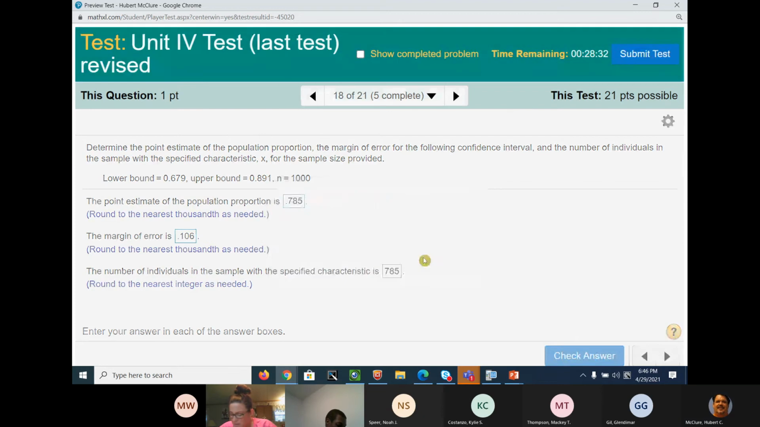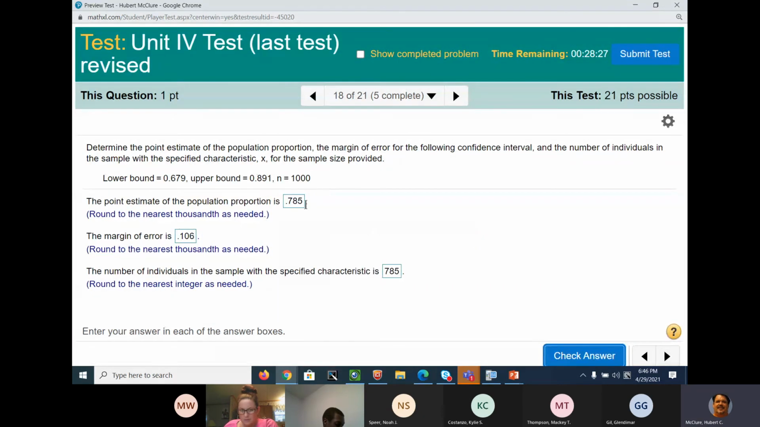You just move it to the right, you said? Well, you multiply 1,000 times p hat. n times p hat, remember? 1,000 times 0.785. Since it's 1,000, you just end up moving it 3 places to the right. And that's how you get the number of individuals in the sample, down here at the bottom. Now, will n always be 1,000? No. So whatever the n is, you have to multiply it by that p hat, 0.785.